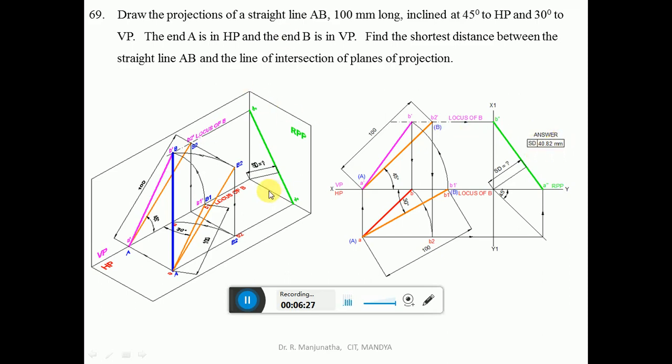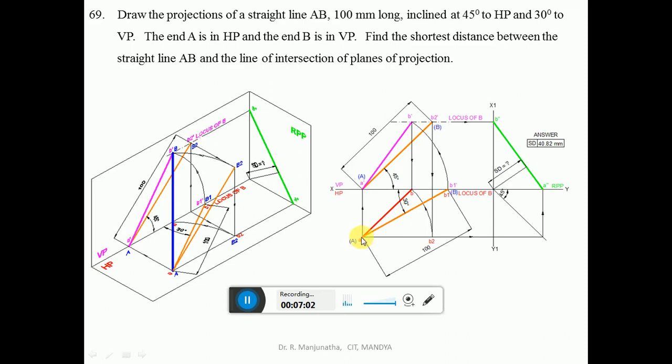Now the same thing has to be done by using the sketchbook. First we are going to draw the xy line. Since one end A of the line is in HP and the other end is in VP, first we have to start from VP. So consider any point on the xy line and mark that point as B1. By using the protractor, you measure an angle of 30 degrees and draw an inclined line. By using the compass, take the radius of 100 mm. From B1, you cut an arc on this, so that you are going to get this point A and mark this point as small a. Then since it is the true length line, you mark it as capital B and mark it as capital A.